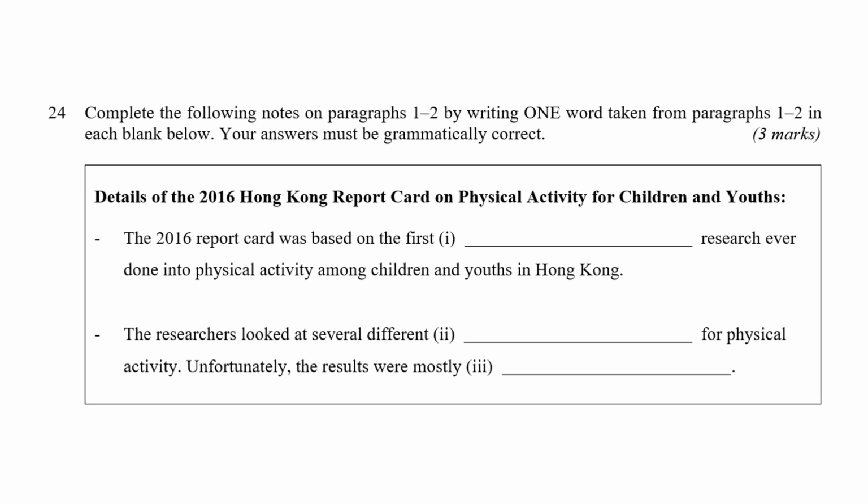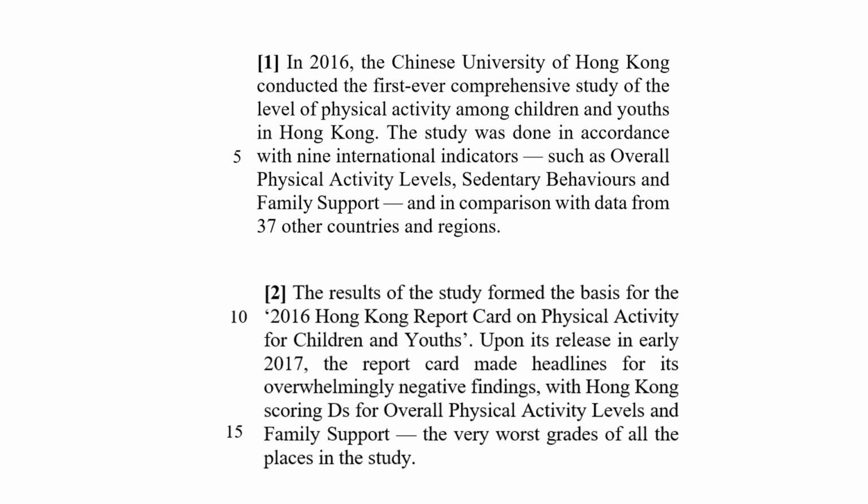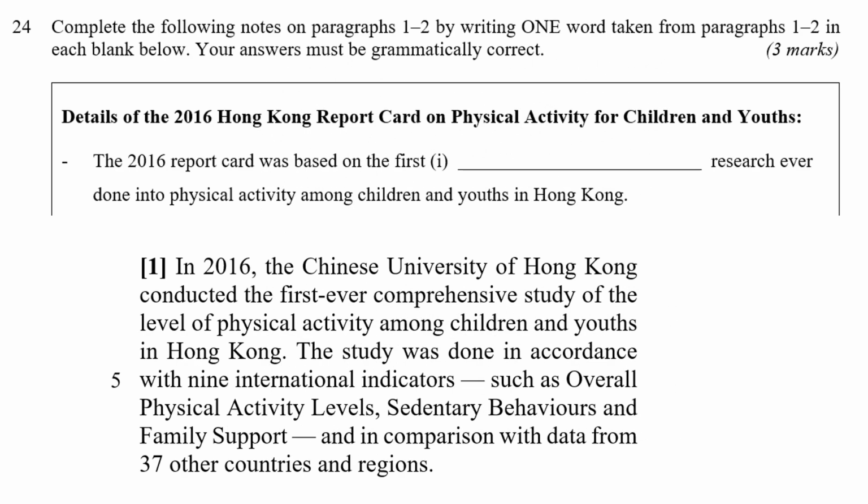And in question 24, we follow the same steps. Research is a noun, and then we find the keyword. So before the noun, we should find a noun or an adjective. First means first ever. The research here means study, so it is very easy. So after finding the keyword, after we guess the part of speech, the answer should be comprehensive. First comprehensive research means the first ever comprehensive study.